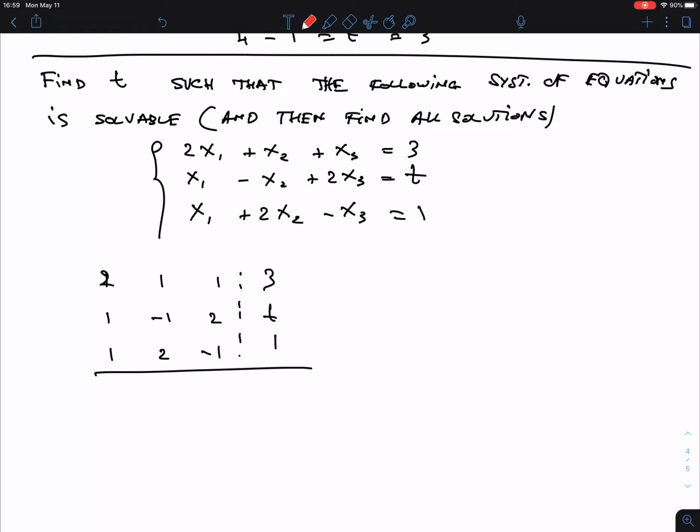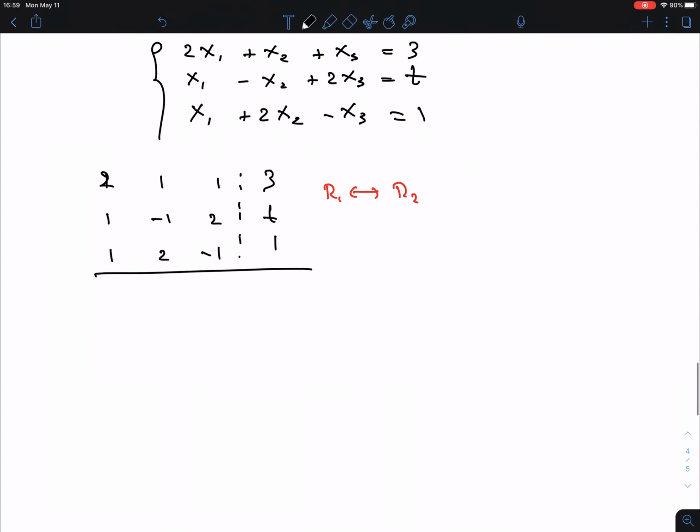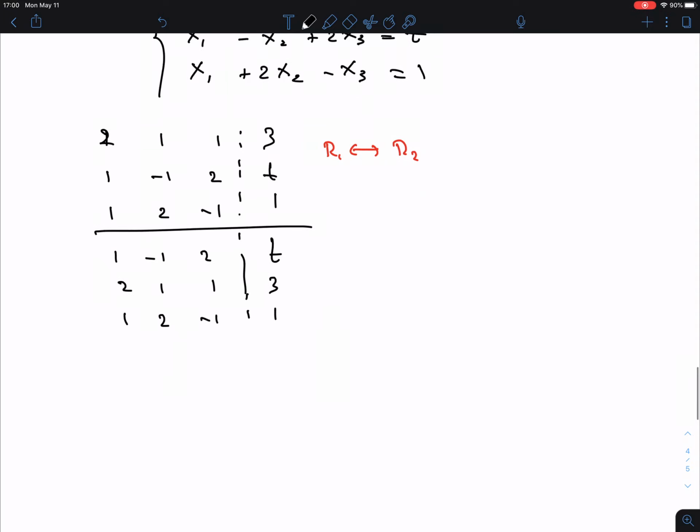Well, first of all, I don't want to introduce too many fractions, so I'm going to switch row 1 and row 2. So that is 1, negative 1, 2, t, 2, 1, 1, 3, 1, 2, minus 1, 1. Just don't forget that this is the augmented column, the extra column that we have there. And so we have now our pivot, this one, and we're going to use this to get row 2 minus 2 times row 1, and row 3 minus row 1.